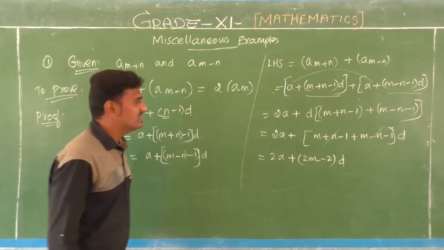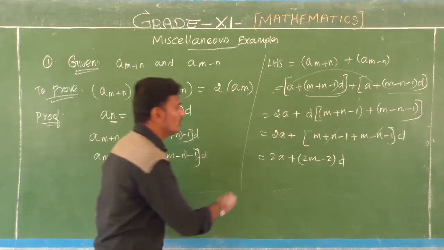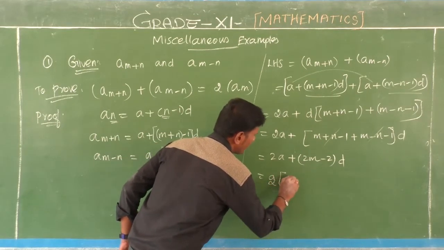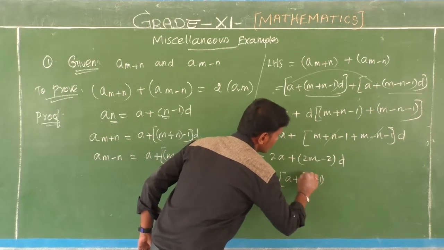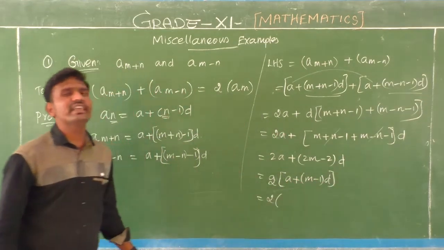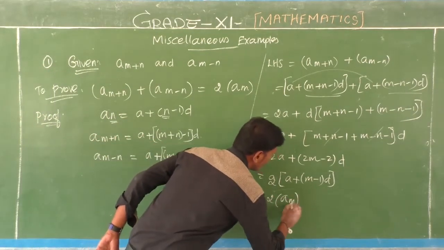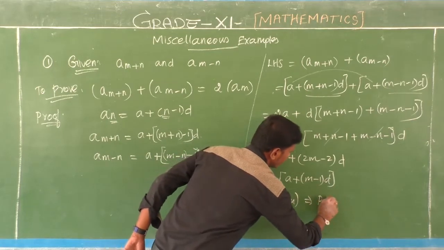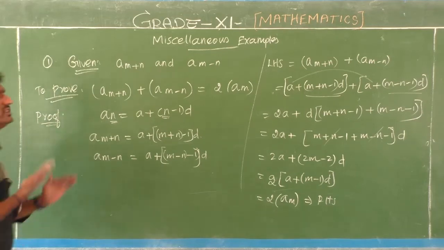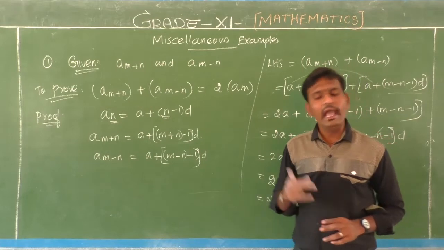Yes, students. See, you have a common factor of 2 for all the terms. I am taking 2 outside, so what remains is a plus m minus 1 into d. So 2 into, this is the format of the nth term, like that the mth term. So 2 into am. That is your right side. Have you got it, children, this question? Okay. This same pattern of question we are going to use with the Sn term also. I will give it to you later.